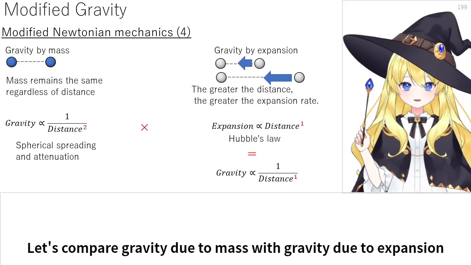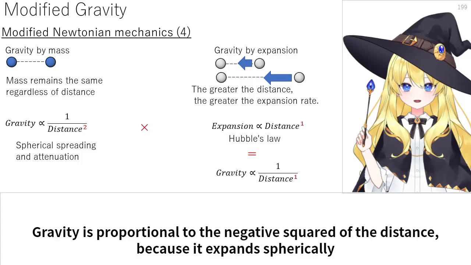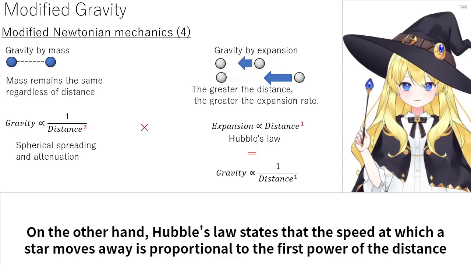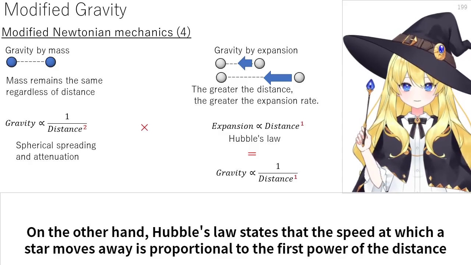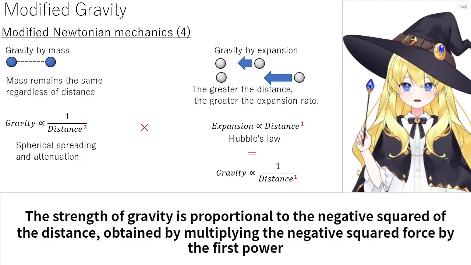Let's compare gravity due to mass with gravity due to expansion. Mass does not change even if distance changes. Gravity is proportional to the inverse square of the distance, because it expands spherically. On the other hand, Hubble's law states that the speed at which a star moves away is proportional to the first power of the distance. Due to expansion, gravity is also proportional to the inverse square of the distance. The strength of gravity is proportional to the inverse square of the distance, obtained by multiplying the inverse square force by the first power.